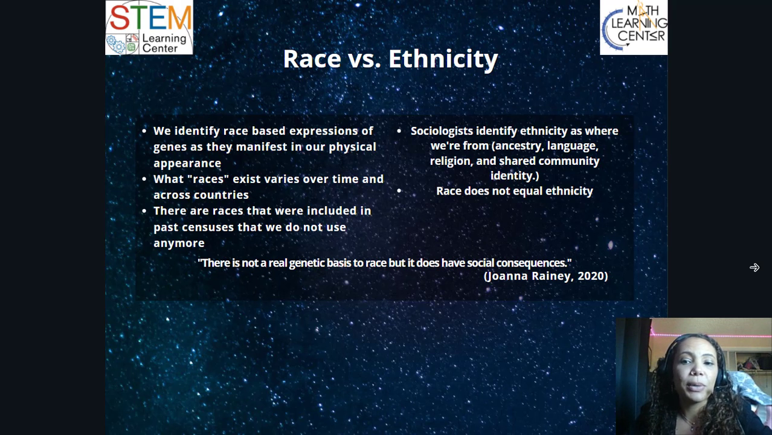As sociologists, we identify ethnicity as where you come from, right? Your ancestry, language, religion, or shared community identity, but race does not equal ethnicity. And so there is no real genetic basis to race, but it does have social consequences. If you're judged by your appearance, by the racial group that you're a part of, or even if you appear to be a part of a specific group, that may determine how you are treated.